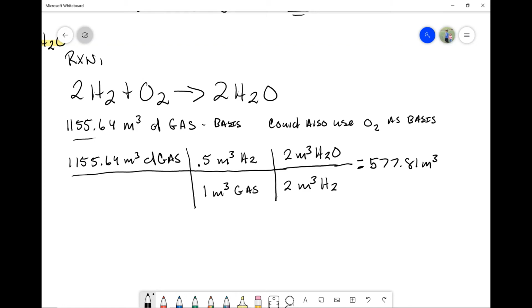I'm sorry, of H2O. That's what we were solving for. Bookkeeping, man. I would have made that mistake if I hadn't labeled everything, so it's very, very important. Cubic meters of gas canceled, cubic meters of H2 cancels, and so we're left with cubic meters of H2O.